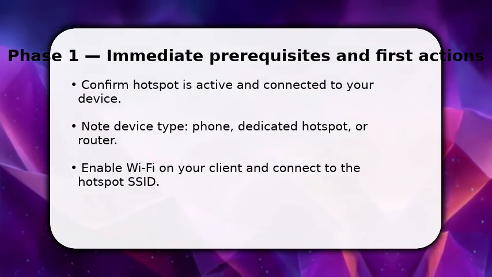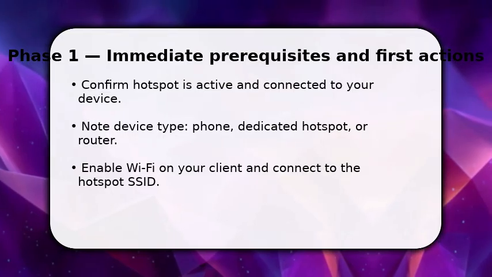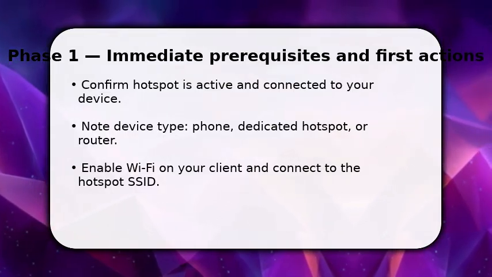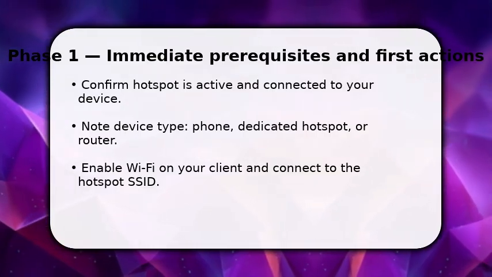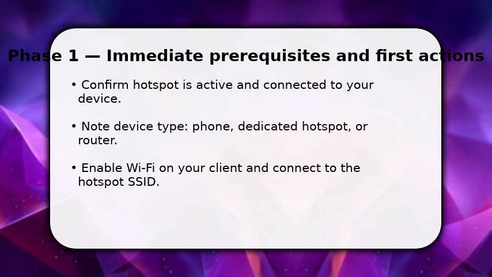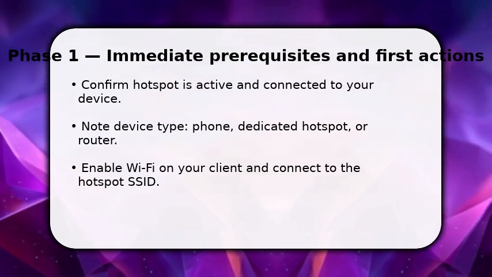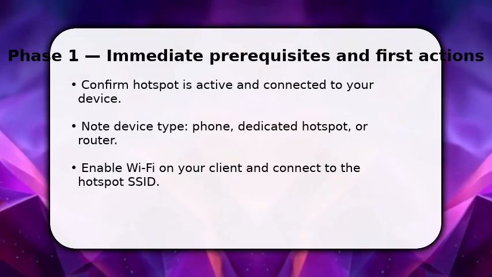Next, open your device's network settings and look for the active Wi-Fi connection to the hotspot. This step gives you access to local IP details and DHCP info. Make sure to keep the hotspot active while you proceed, because addresses can change when the link resets.